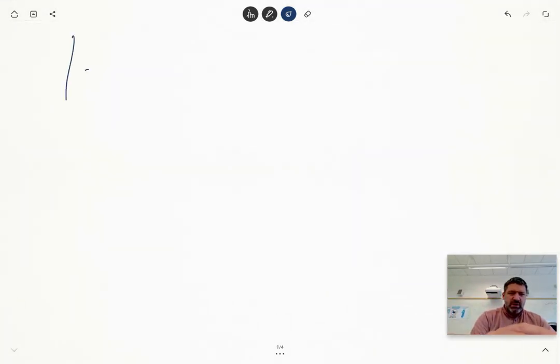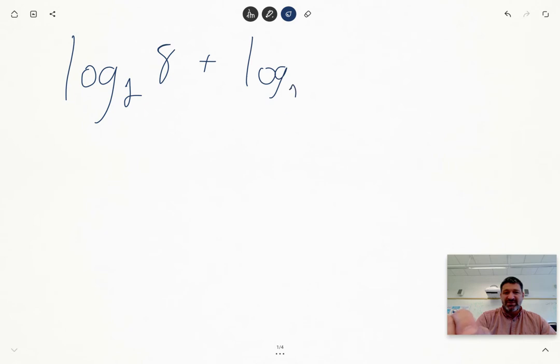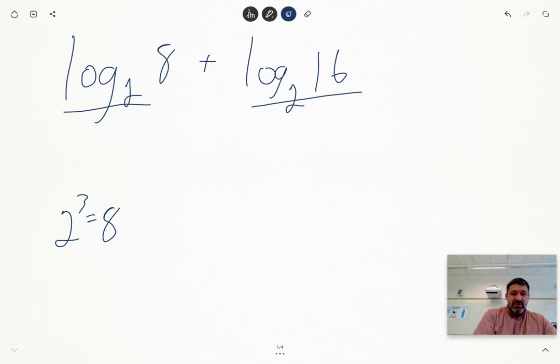So if I have log base 2 of 8 plus log base 2 of 16, just to recall what logarithms mean, this is an exponent. This is an exponent, okay? Because if you recall, this in exponential form would be 2 to the third is equal to 8. So this whole thing here is equivalent to the 3, but it's the exponent, and this is also an exponent here.